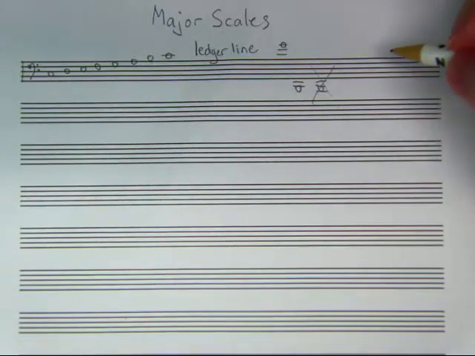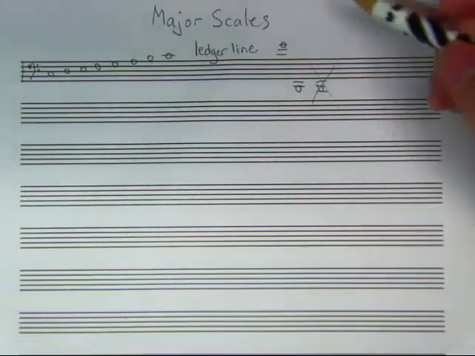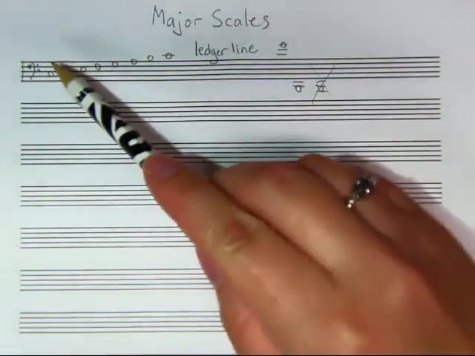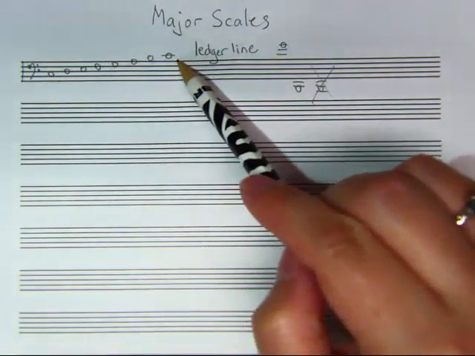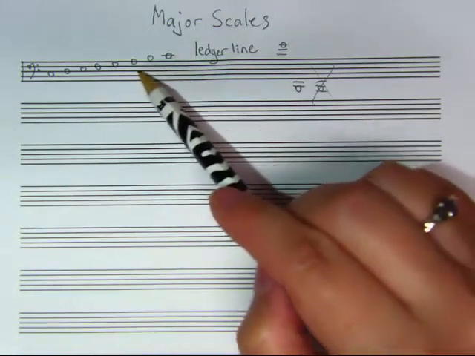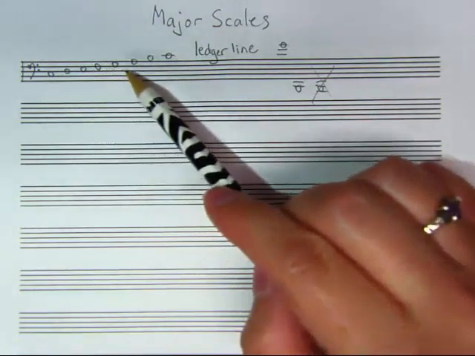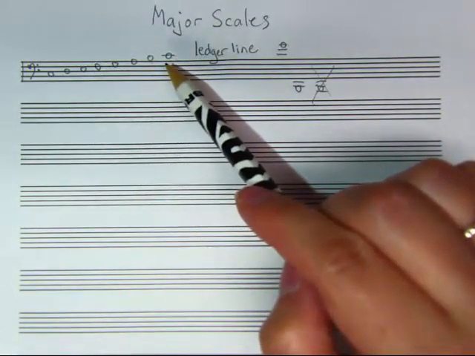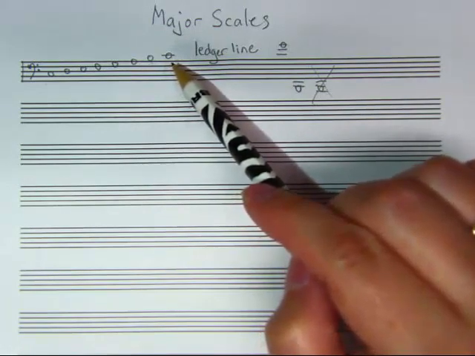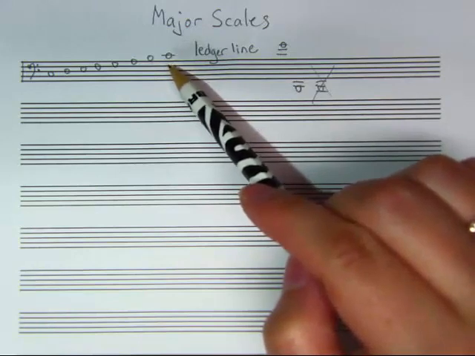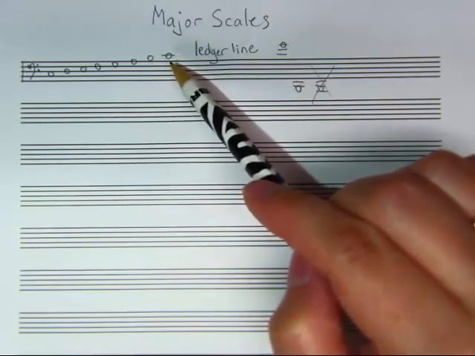Okay, so that was a little extra lesson you got about ledger lines. But anyways, let's go back. So here we start on C. We go all the way up by step to C. None of the letter names are repeated. Each of them is used once and only once. So major and minor scales both follow that pattern. Not all scales follow the stepwise pattern, but major and minor ones do.